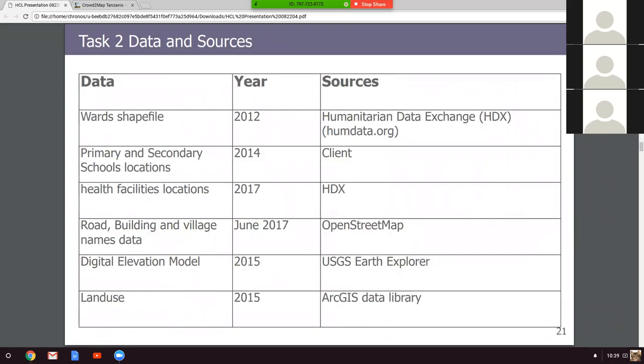So the data that I put into the input layer are the ward shapefile, primary and secondary school locations, health facilities locations, road, building, and village name data, digital elevation model, which is the topography, and land use.